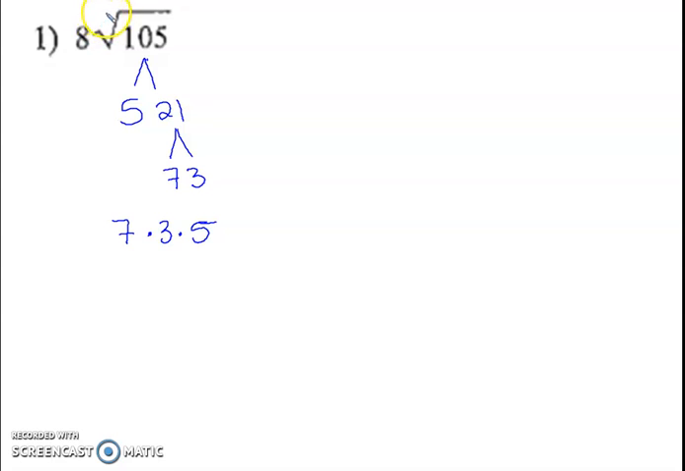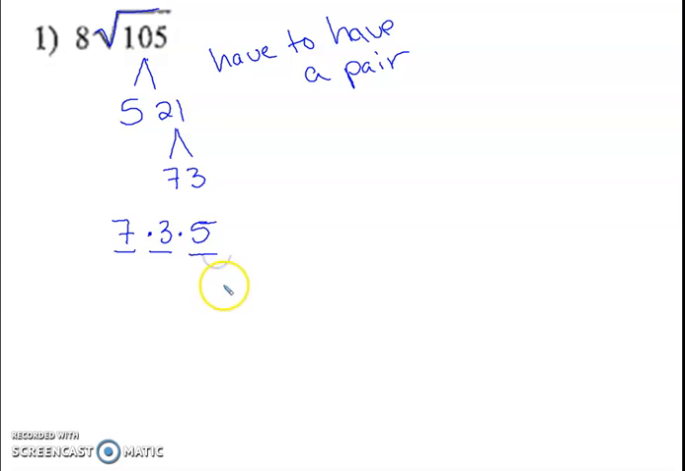Now, to take something out from under a radicand, you have to have a pair. I don't have any pairs here. I only have one 7, one 3, and one 5. So this actually can't be simplified. Number 1 is 8 times the square root of 105.